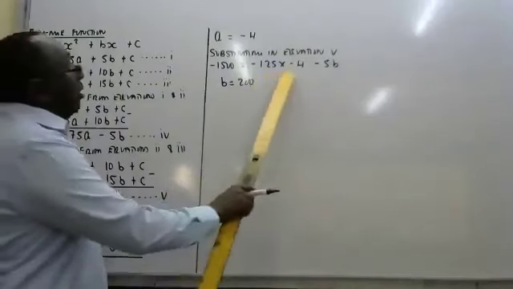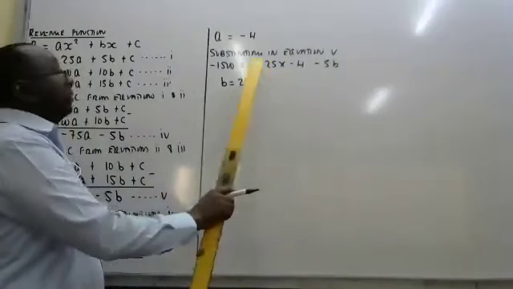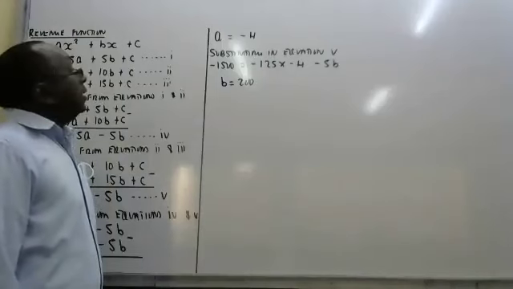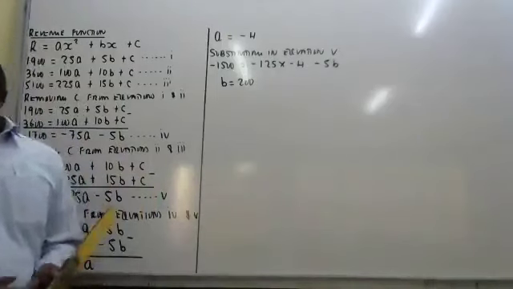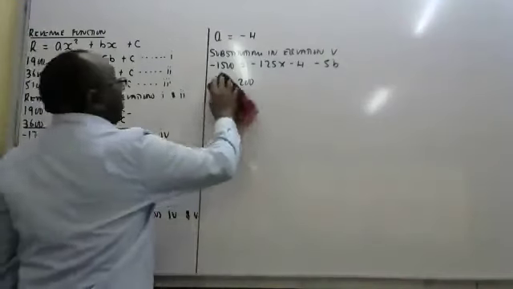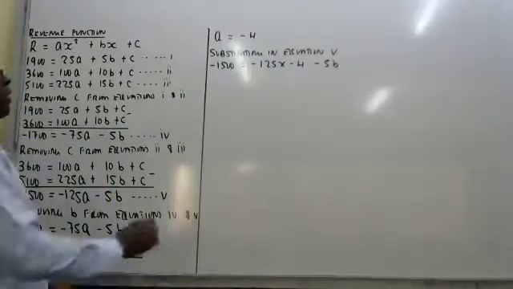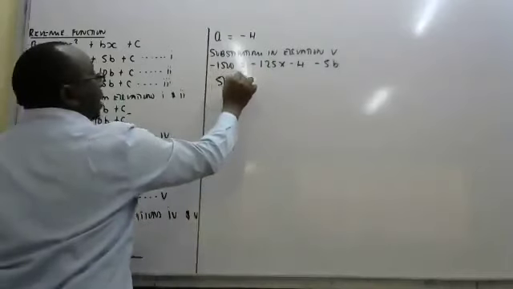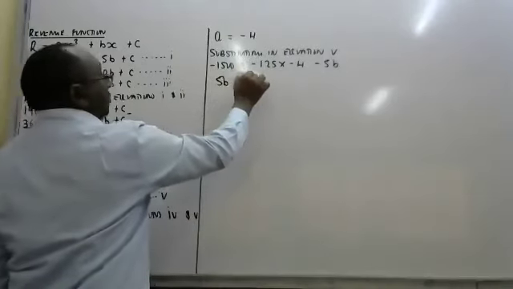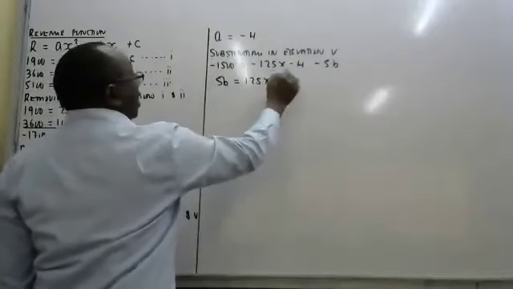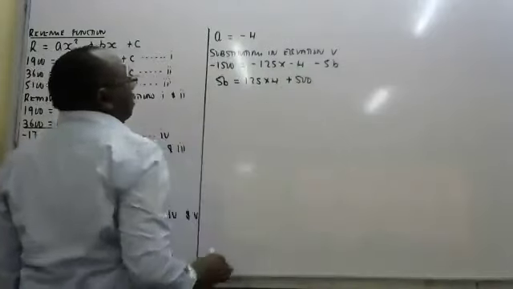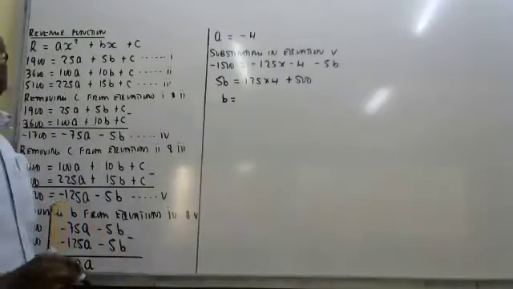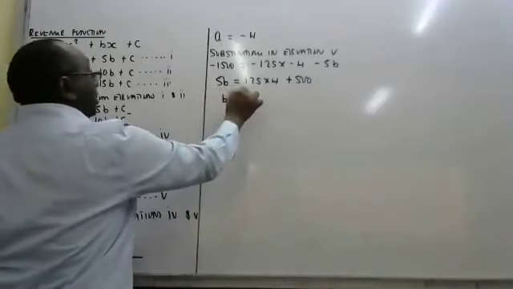This is 500. So 500, if you get a 1500, it means B. No, that's negative. Negative, then this one will be positive. So based on that, B should be what? 400. Yes, so B is 400.